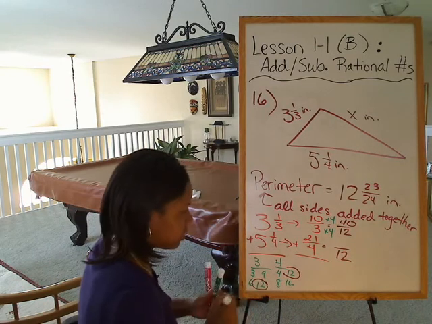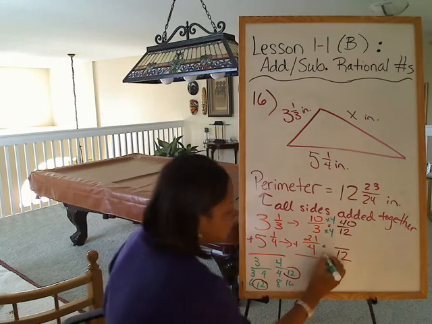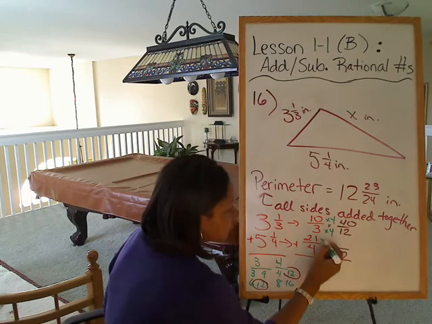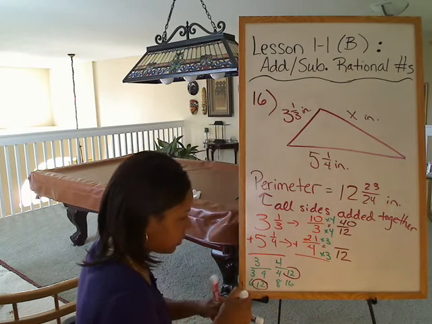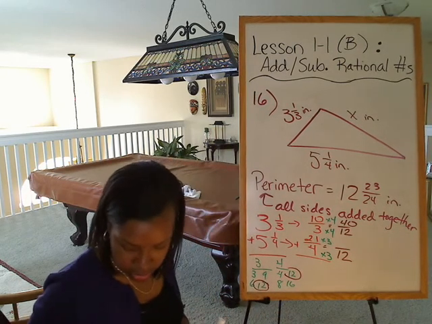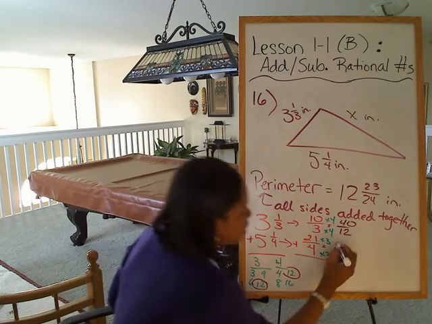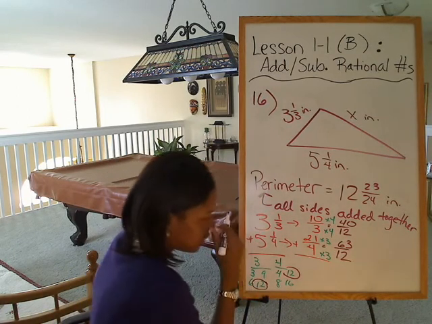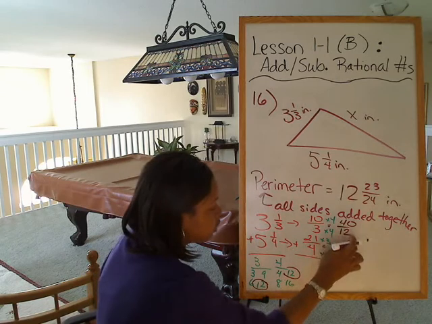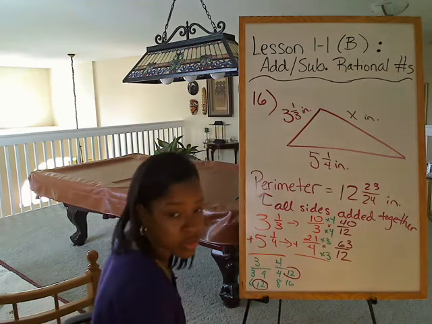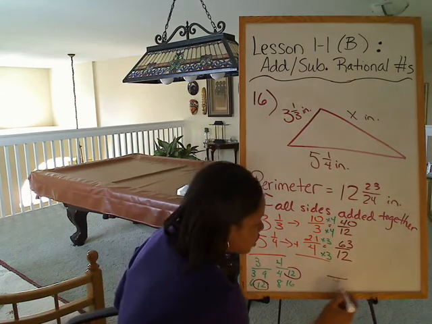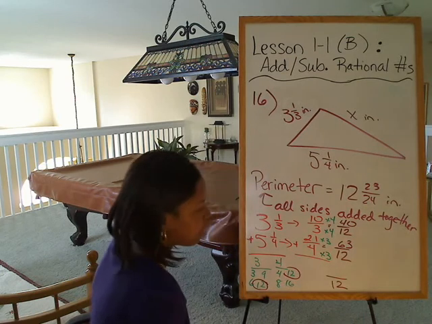And same thing on the bottom. How did I get from 4 to 12? I had to multiply by 3, so I have to multiply 21 by 3. And 21 times 3 is 63. So now I just add 40 over 12 plus 63 over 12. And of course 12 is going to be the denominator, you keep it.